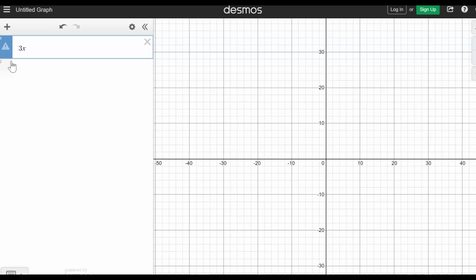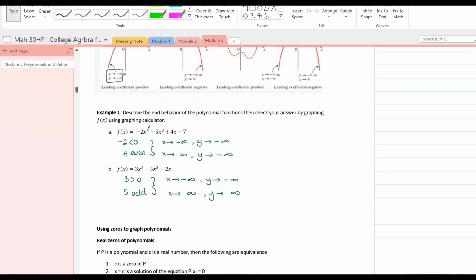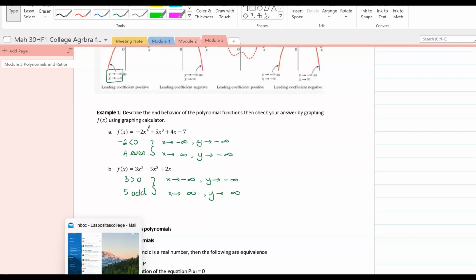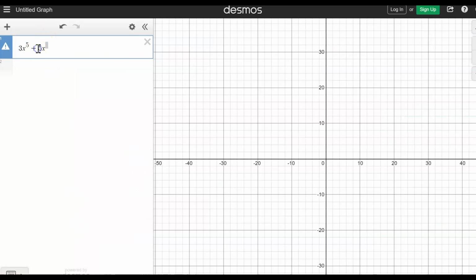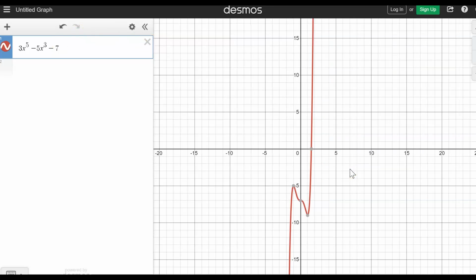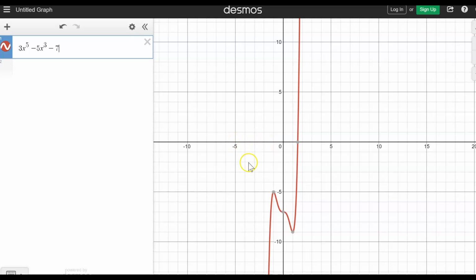So 3x to the fifth plus 5x to the third minus 7. And as you can see in this graph, as x grows in the negative direction, y goes negative, and as x goes in the positive direction, y grows positive.